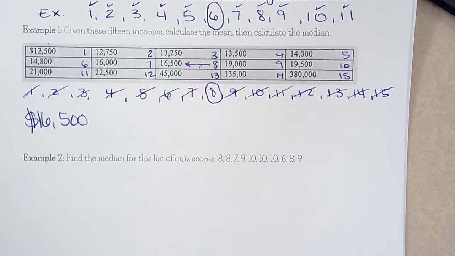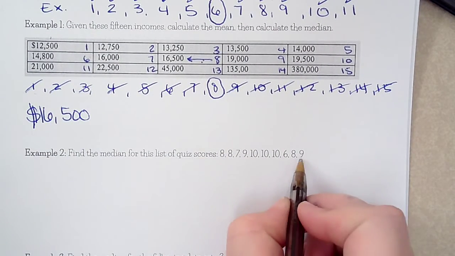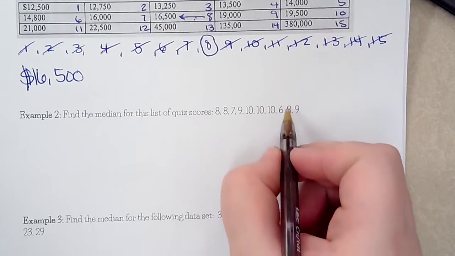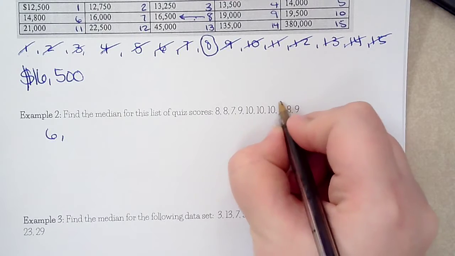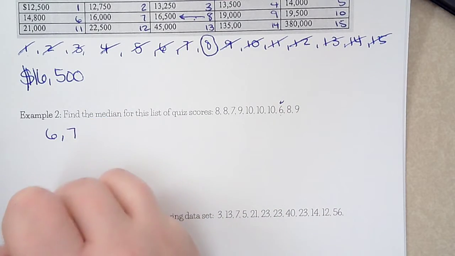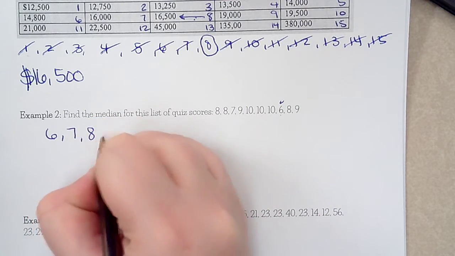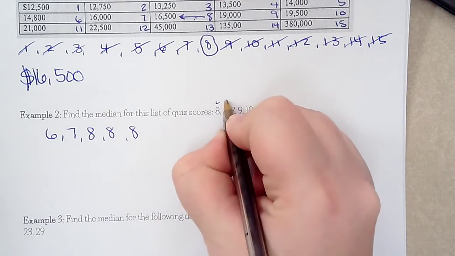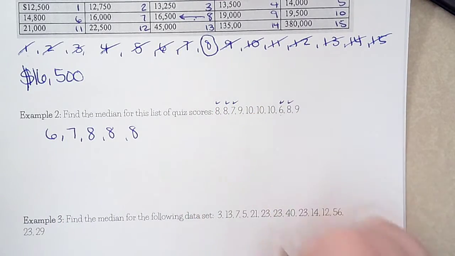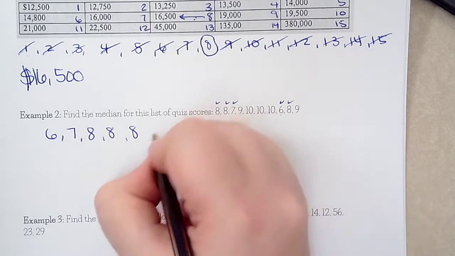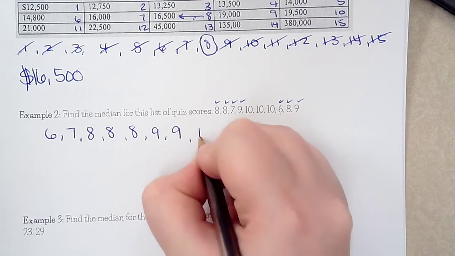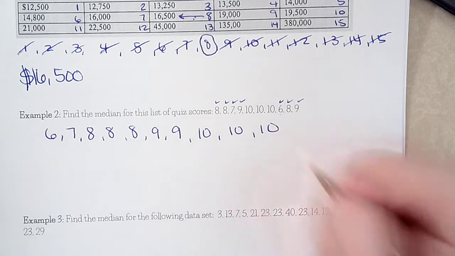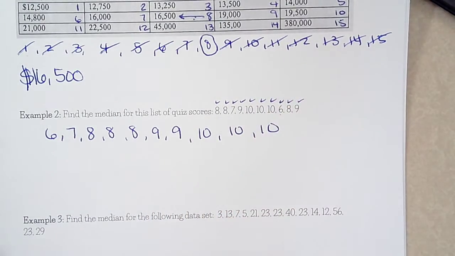All right, find the median for this list of quiz scores. Again, this is one that isn't in order, so we have to start by putting it in order. My lowest value is going to be a 6. Next, I've got a 7. I've got quite a few 8s. I've got 3 8s. 1, 2, 3. I've taken care of those in my 7. I've got 2 9s. And then I've got 3 10s. 1, 2, 3. So I've taken care of all my data points.